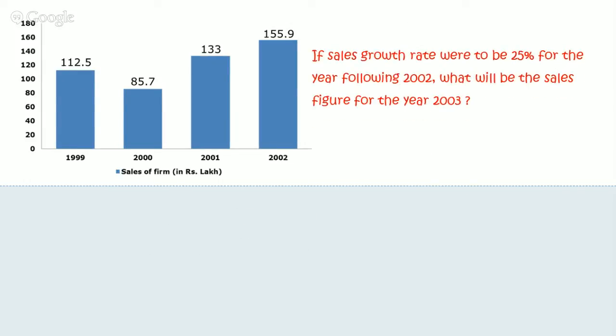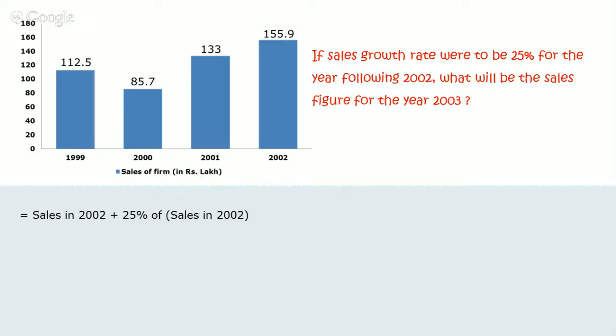Now, let's say the sales growth rate were to be 25% for the year following 2002, what will be the sales figure for the year 2003? So I know the sales figure for 2002. Now let's say some market estimates have come up, and it is estimated that with the same growth pattern, the sales is going to grow by 25% in the year next to 2002, which is the year 2003. So what will be the sales figure in 2003?